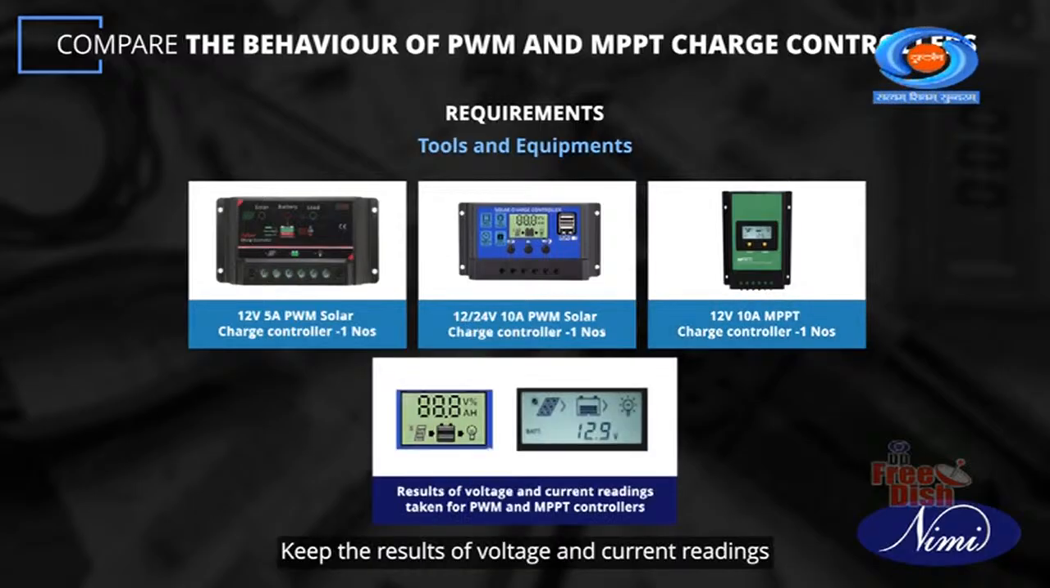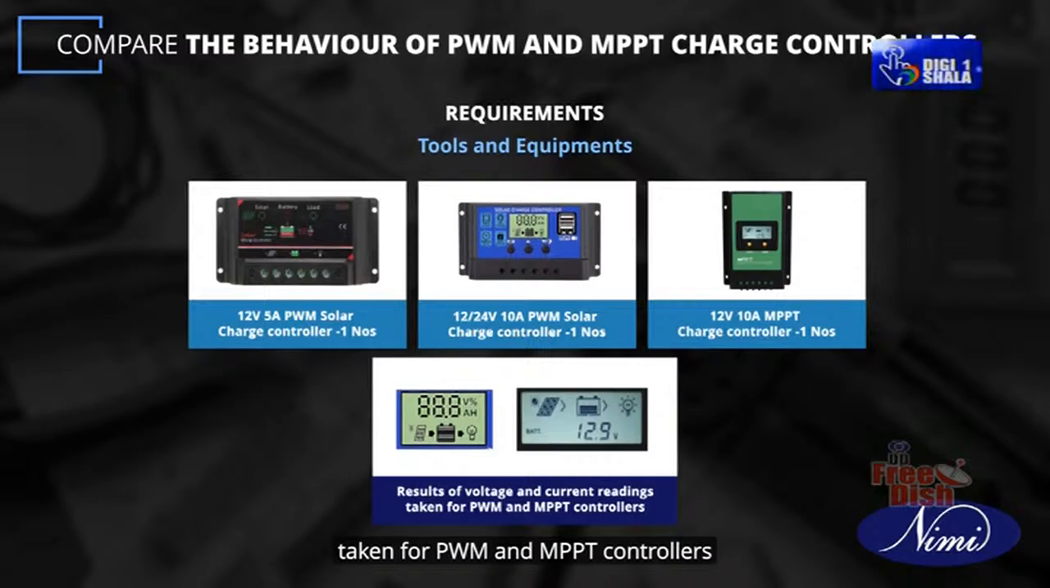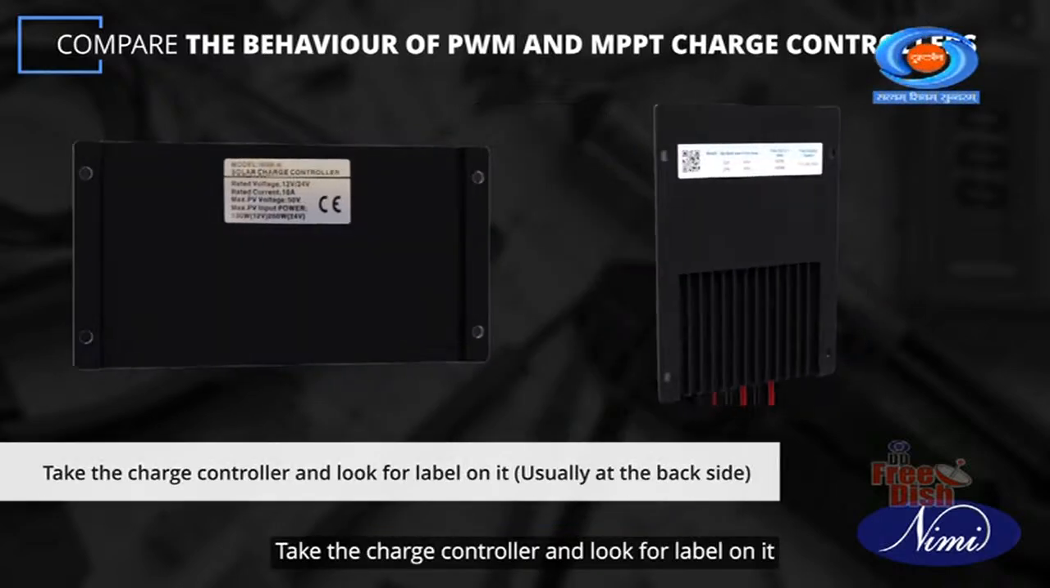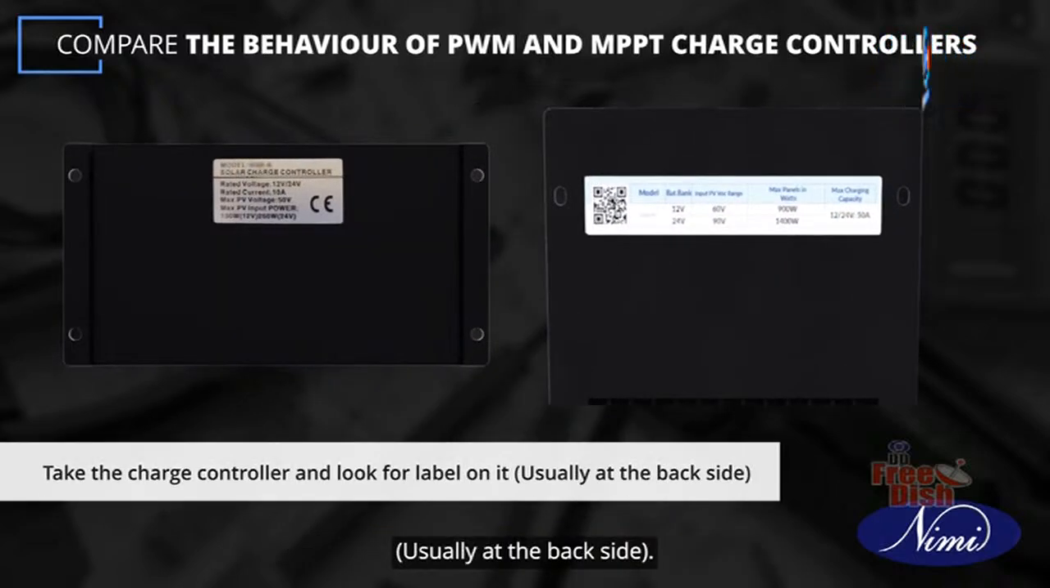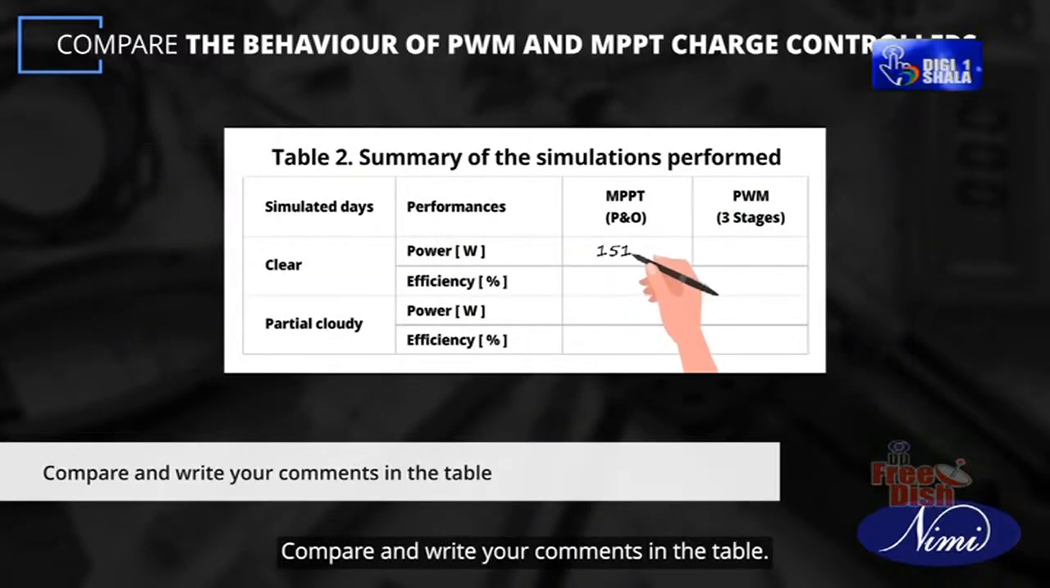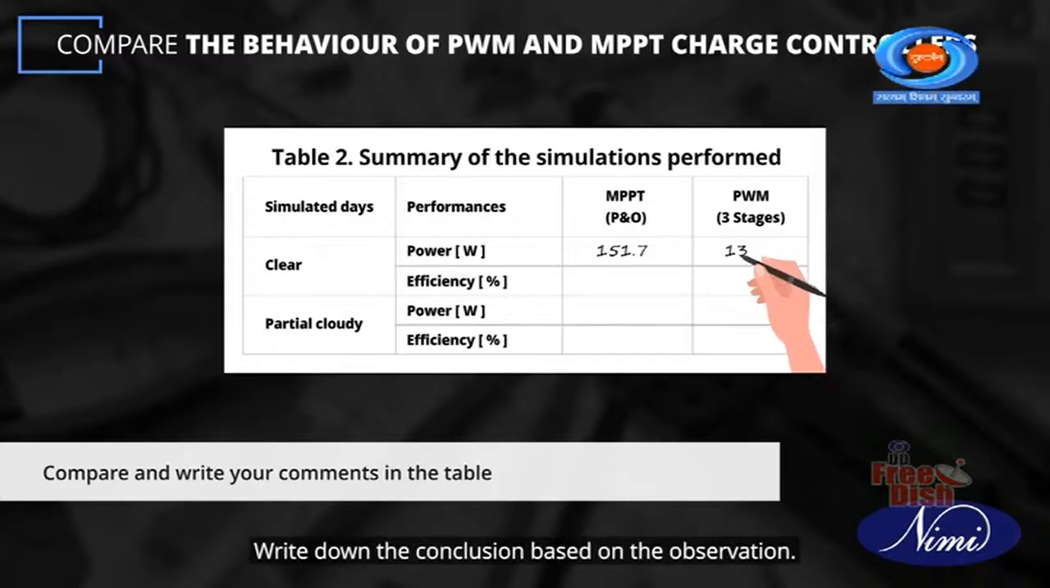Keep the results of voltage and current readings taken for PWM and MPPT controllers in previous procedures ready. Take the charge controller and look for the label on it, usually at the back side. Compare and write your comments in the table. Write down the conclusion based on the observation.